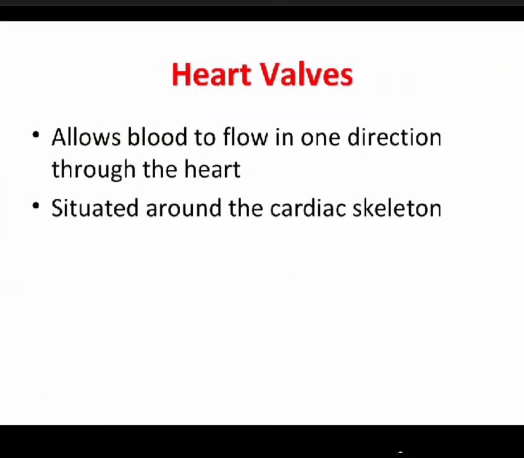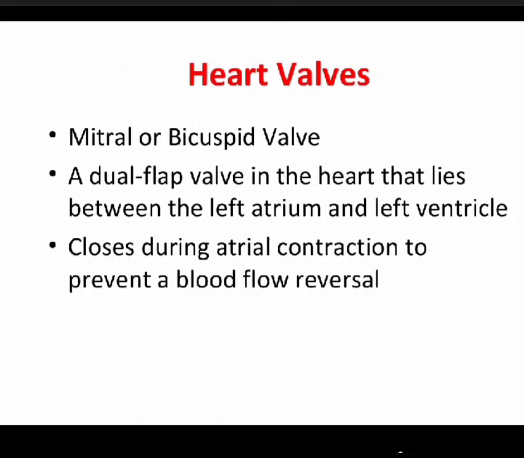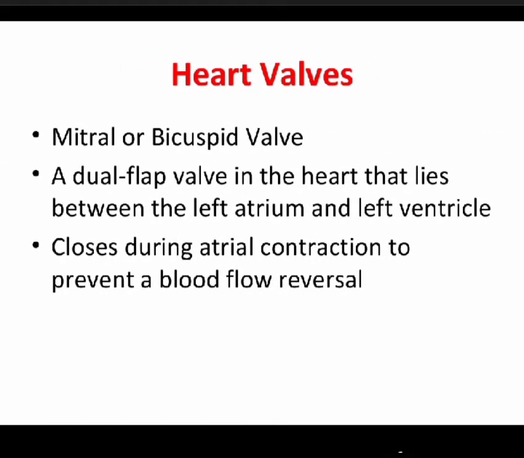Now the heart valves allow blood to flow in one direction through the heart. They are situated around the cardiac skeleton. Among the heart valves, we have what we call the mitral or the bicuspid valve. It is a dual flap valve in the heart that lies between the left atrium and the left ventricle. It closes during atrial contraction. That is, anytime the atrium tries to pump out blood, it closes, and then when it is time for it to relax to accept blood, it opens up.